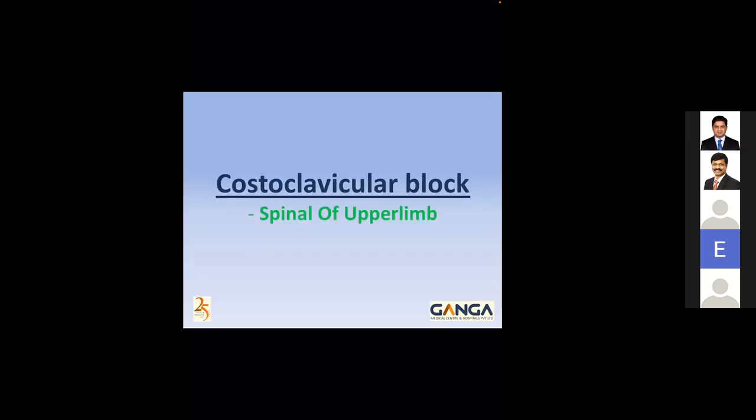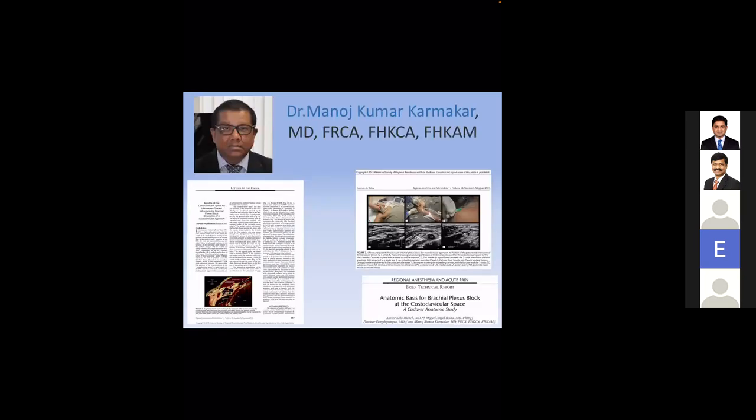What is a costo-clavicular block? It is otherwise called the spinal of the upper limb. Previously, the supraclavicular block was called the spinal of the upper limb, but with the introduction of the costo-clavicular block, it is now called the spinal of the upper limb. It is Professor Manoj Kumar Karmakar who introduced this block in the year 2015. He published a paper in the RAPM journal, the index journal for nerve blocks, in 2015. By that time, he had done more than 100 cases and he published an article regarding the Costo-Clavicular Block.